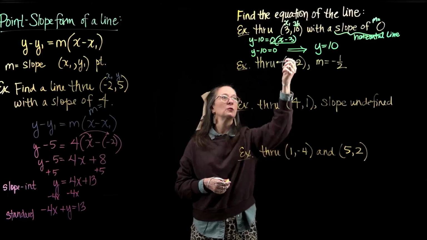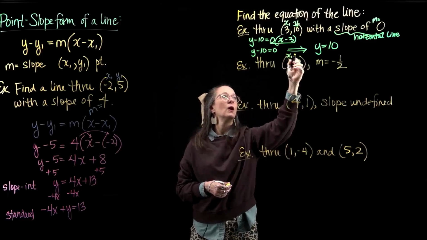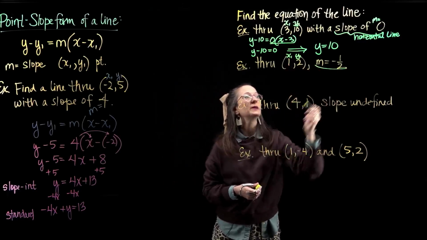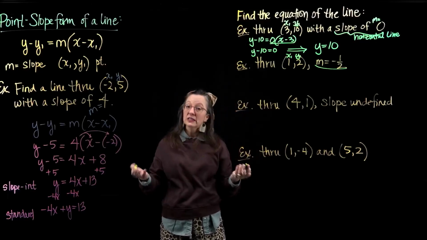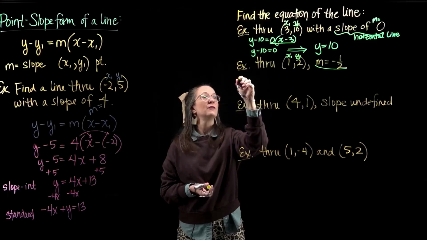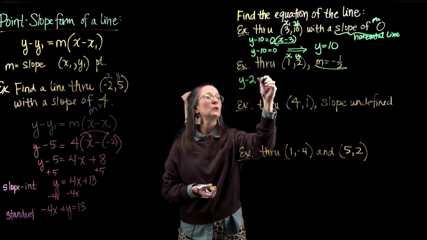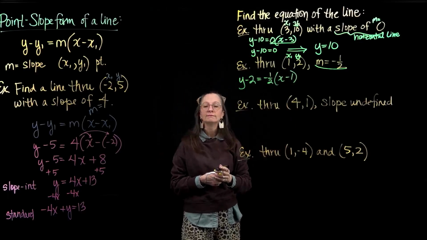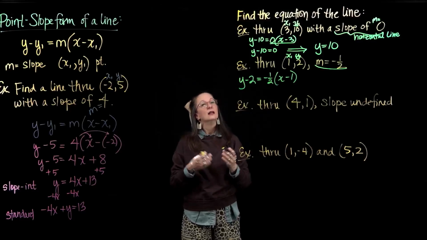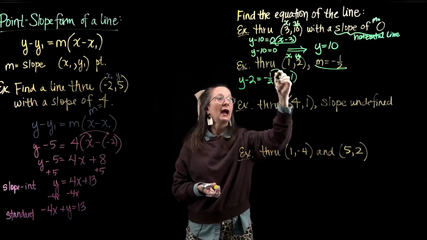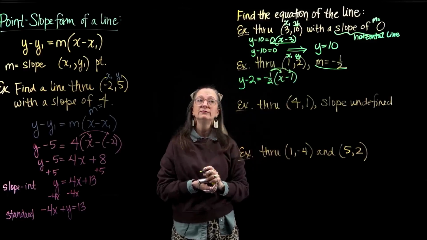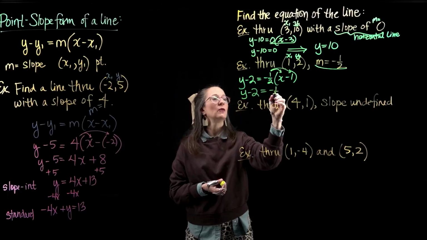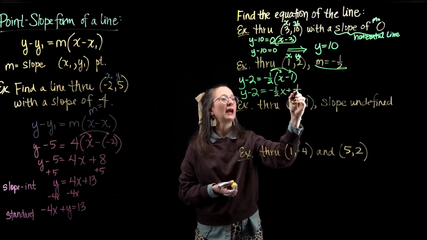All right, don't let that fraction bother you. So x1 is 1, y1 is 2, and we're already told the slope is -1/2. Let's plug them into the formula. So I have y minus 2 equals -1/2 times (x minus 1). Let's distribute that -1/2 on the right-hand side. So I have y minus 2 equals -1/2 x plus 1/2.